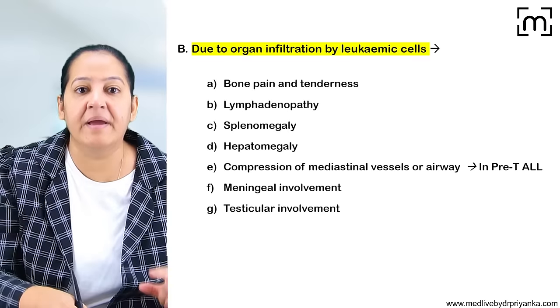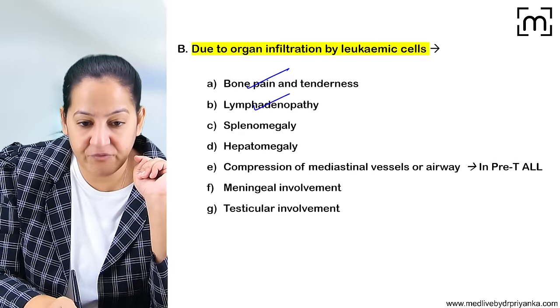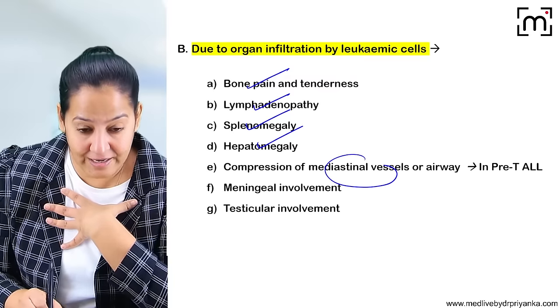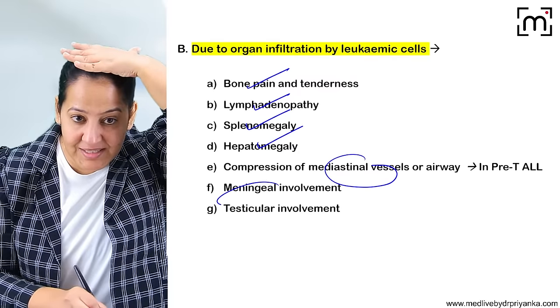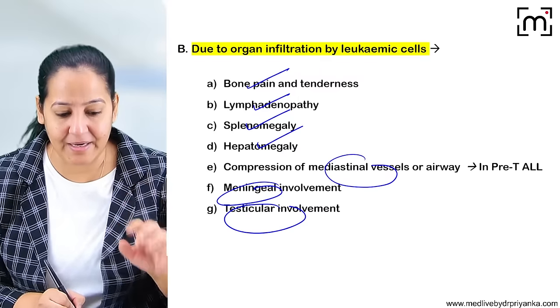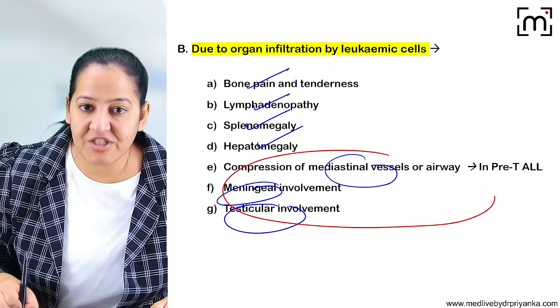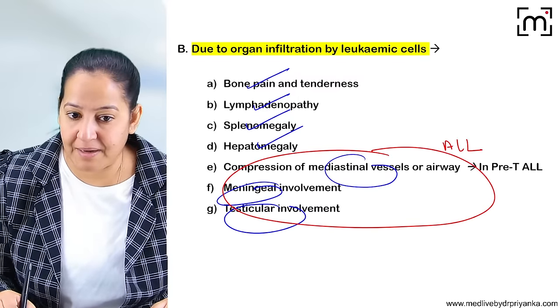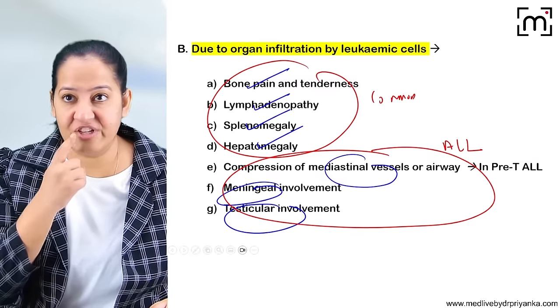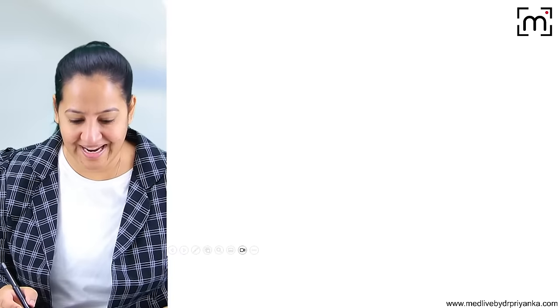Which organs? Enumerate them. It can go in the bone, the lymph node, the spleen, the liver. It can go in the mediastinal lymph nodes. It can go in the meninges, and it can go in the testes in the male. So these three things are unique, present in ALL but not in AML. And these are common in both. Gum infiltration and chloroma were unique there. You are getting my point.